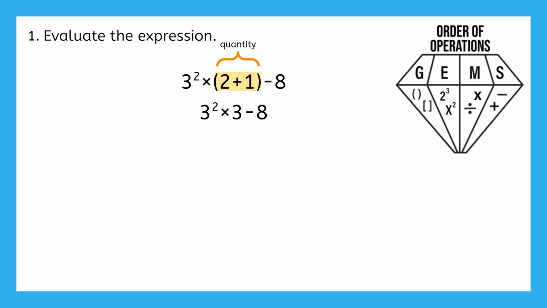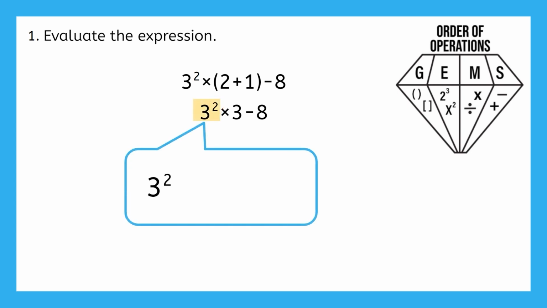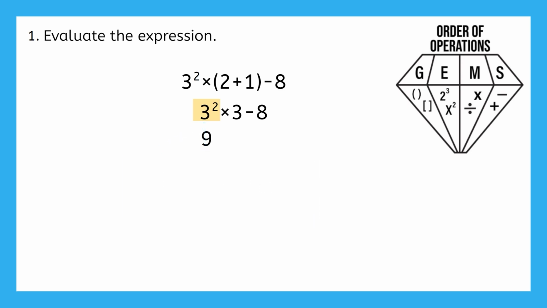Now we're ready to move on to the next operation in GEMS, exponents. Does this expression have any exponents? Yes, right here. 3 squared, or 3 to the power of 2, is the same thing as 3 times 3, which equals 9, so we can record that right below the spot where the exponent was in the expression and bring down everything else.